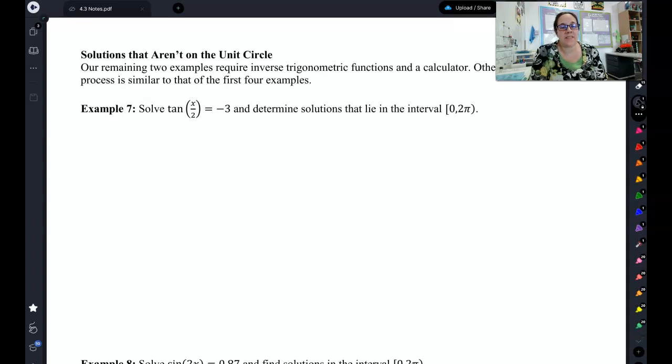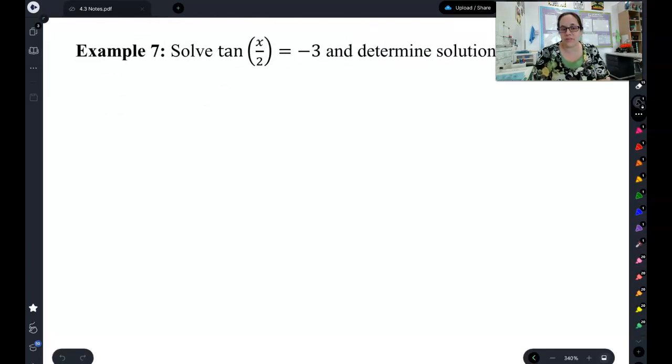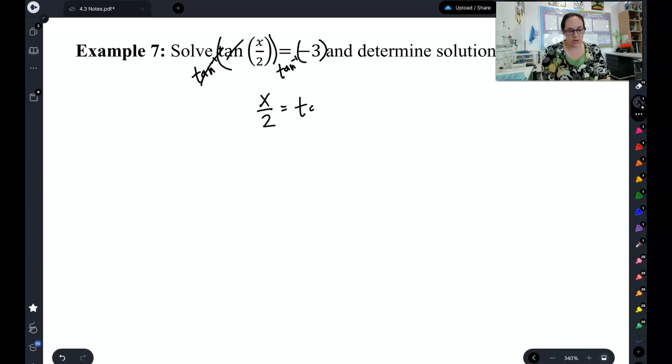Let's finish up this lesson by solving some more complicated trig equations that are not on the unit circle. So we're going to start right here with tangent of x divided by 2 equals negative 3. First thing we're going to do is do arctan to both sides to get the x by itself. So I get x divided by 2 equals arctan of negative 3.